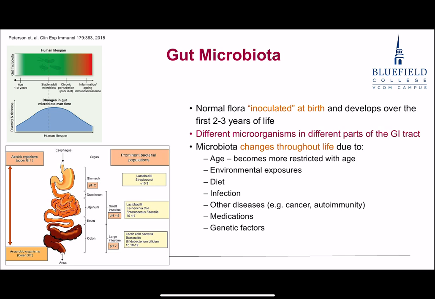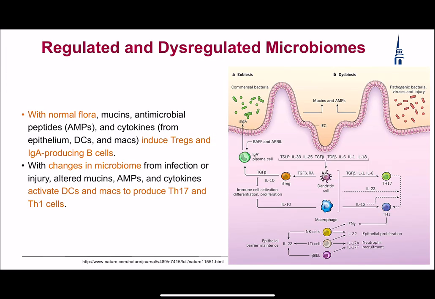All right. With normal flora, you get the mucus produced, you get the antimicrobial peptides, all of these cytokines, you get induction and recruitment of more T-reg cells, a lot of IgA secreting B cells to maintain that nice, regulated, calm immune status in the GI tract.